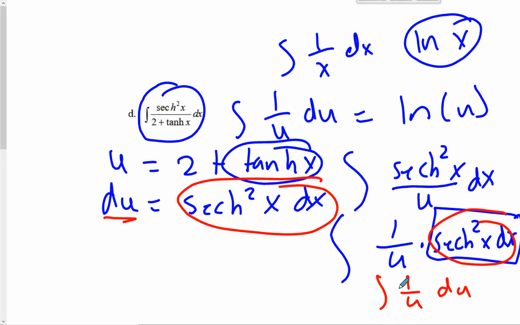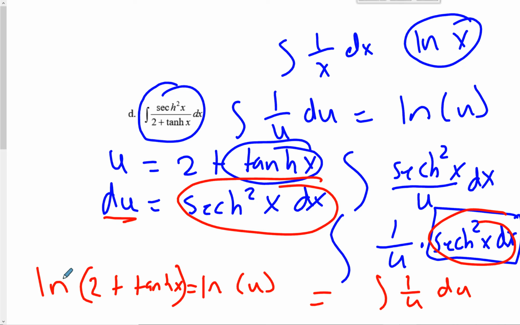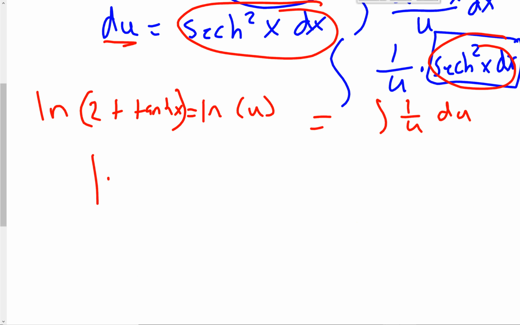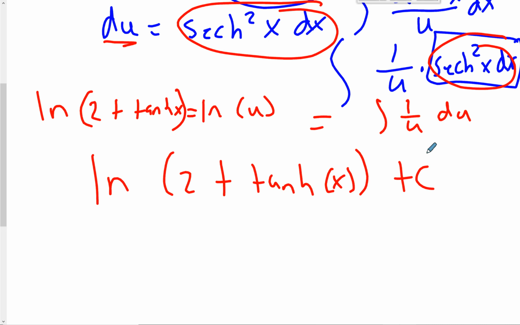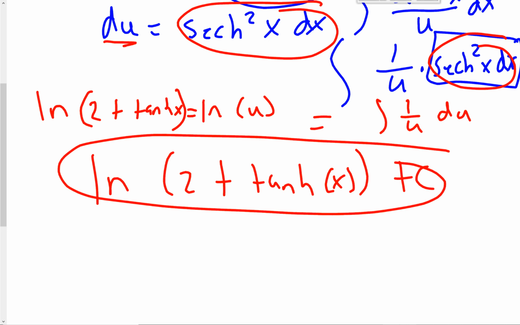So now I can take the integral of that, which I do know is ln of u. I can go ahead and substitute in my u, which I know is 2 plus hyperbolic tangent of x. Now I'm going to take the ln of that, right? Let me see if that's as far as we need to go. Yeah, that's as far as we need to go. Let's just add a c to it. That's nice when you just have to add a c, right?